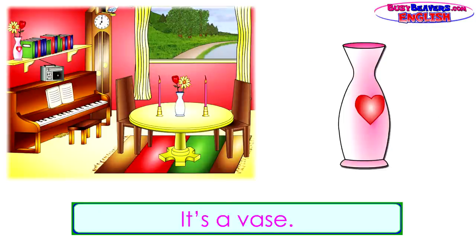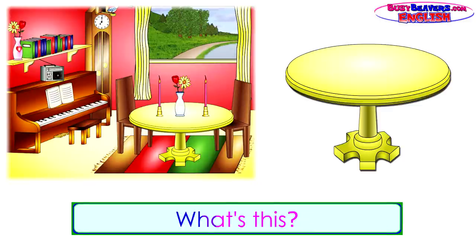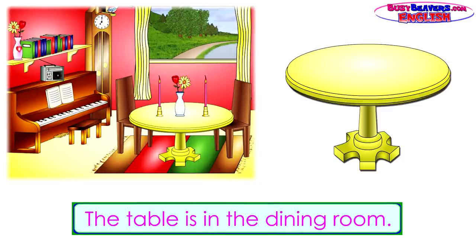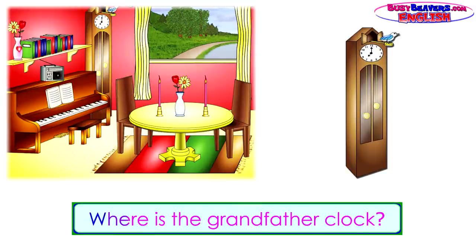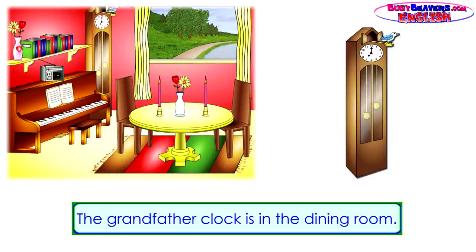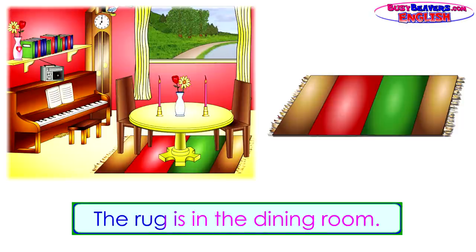What's this? It's a vase. Where is the vase? The vase is in the dining room. What's this? It's a table. Where is the table? The table is in the dining room. What's this? It's a grandfather clock. Where is the grandfather clock? The grandfather clock is in the dining room. What's this? It's a rug. Where is the rug? The rug is in the dining room.